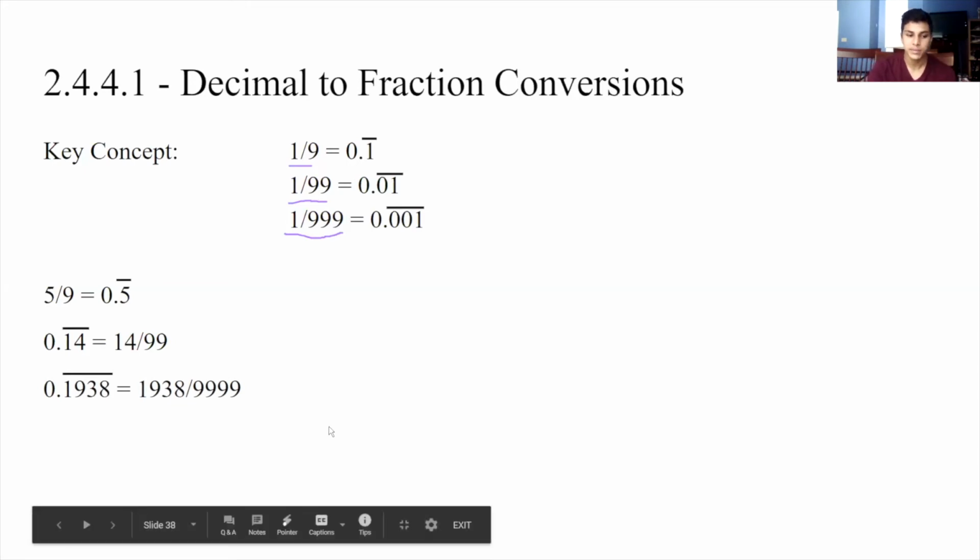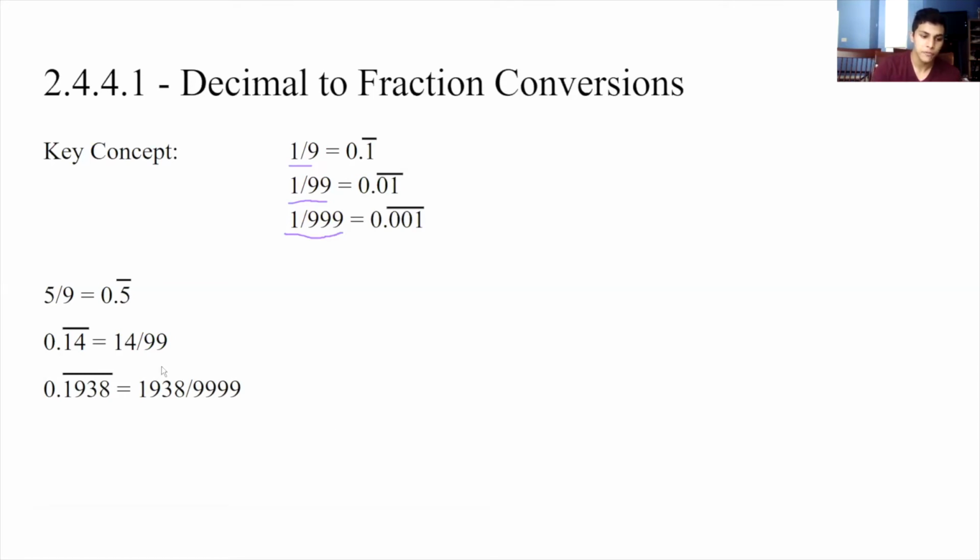When you have repeating decimals with the bar over all of the numbers, all you have to do is divide by that many 9s. So I have 4 decimals, so I divide by 4 nines, 9999. And that's why this is 1,938 over 9,999.